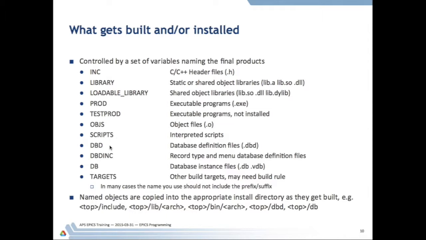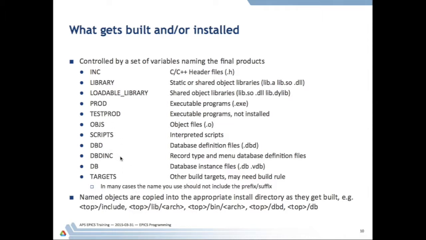If you're building IOCs or things associated with those, then database definition files that want to be installed or possibly created, DBD files, you list those in the DBD variable. If you have a record type or a menu, you want to install the DBD file that you give it, but you also want it to create an include file, the .h file, which contains all your record type definitions, or for the menu, your menu definitions. So you can use DBD_INC instead of adding it to both DBD and INC. Basically, DBD_INC targets get added to both the DBD and the INC directory.